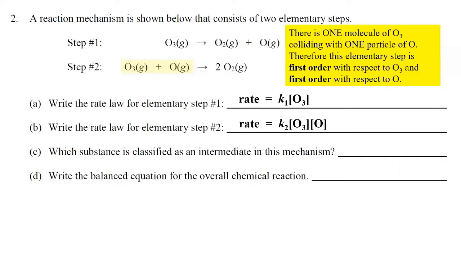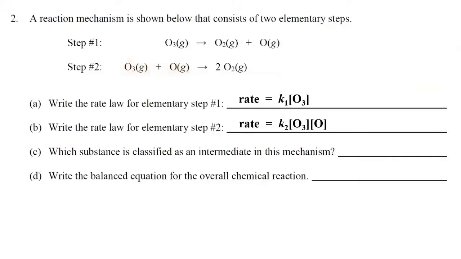All right. We learned that an intermediate is something that is formed in an earlier step and then consumed in a later step. So part C, which substance is classified as an intermediate in this mechanism? So the fact that atomic oxygen, O, is formed in step 1 and then is also consumed in step 2, that makes O, atomic oxygen, the intermediate in this mechanism.